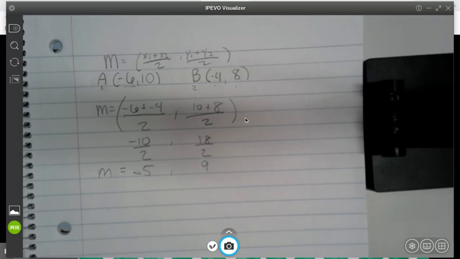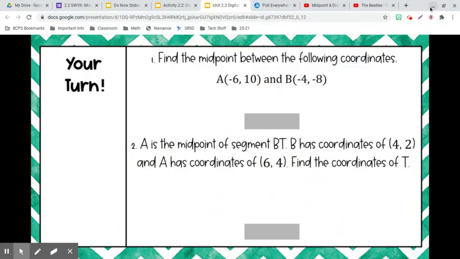All right. So in your gray box, your midpoint should be -5, 9.